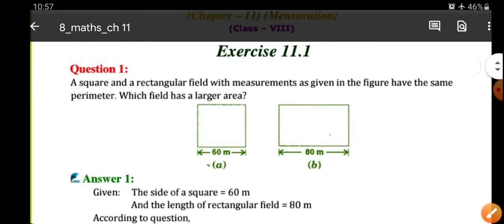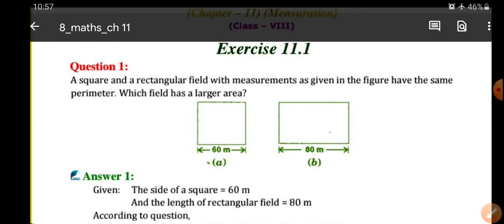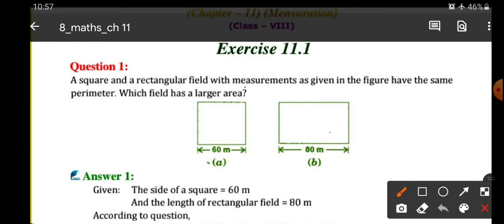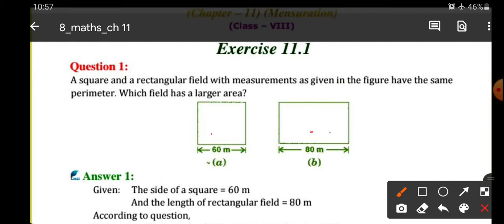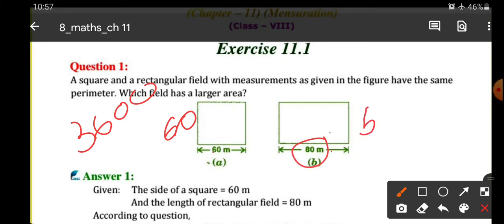So in short, what is the question? You have to find out which field has the larger area, so you have to compare the area of both fields. You can find out the area of the square because 60 into 60 is 3600. But you don't have the breadth of the rectangle. You have the length. So what is the formula for the rectangle?